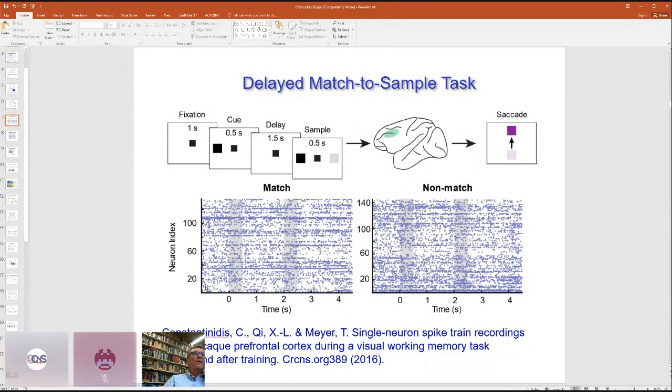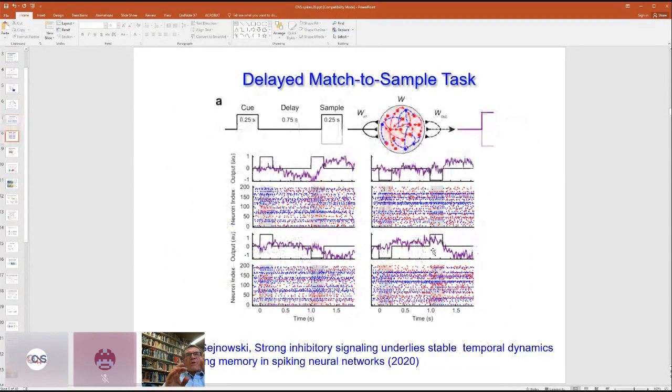And so here are recordings from 150 neurons showing what's happening during the match versus the non-match. It's difficult to make any sense out of this, but the fact is that there's information here that we're going to extract. We reproduced exactly the same task now with our recurrent network, delayed match to sample. Here's the raster plot. And so again, just by looking at the rasters, you're not going to really understand what's going on in the network, but we can dissect out what's going on.